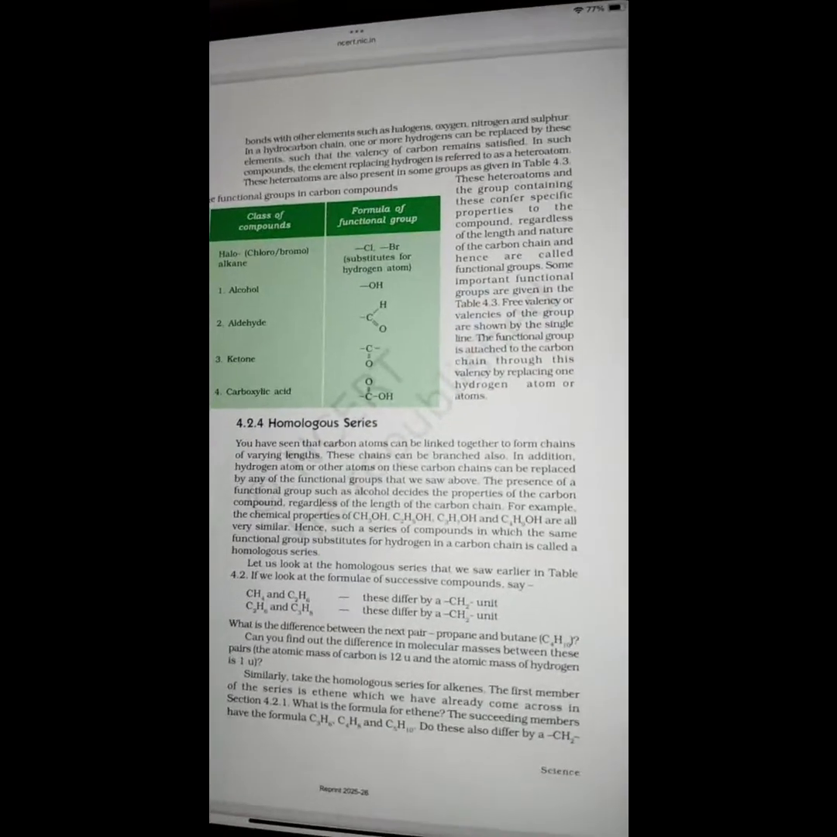If any substance has an aldehyde, the functional group is CHO. If it is a ketone, then it is C double bond O. But this C double bond O has to come in between. Here also C will be there, here also C will be there. Anything that has a carboxylic acid will be written as COOH. You have read names of so many acids in chapter 2, acids, bases and salts, like methanoic acid, oxalic acid. So any acid, like acetic acid, must have the COOH group at the end. Let's move on to the homologous series now.